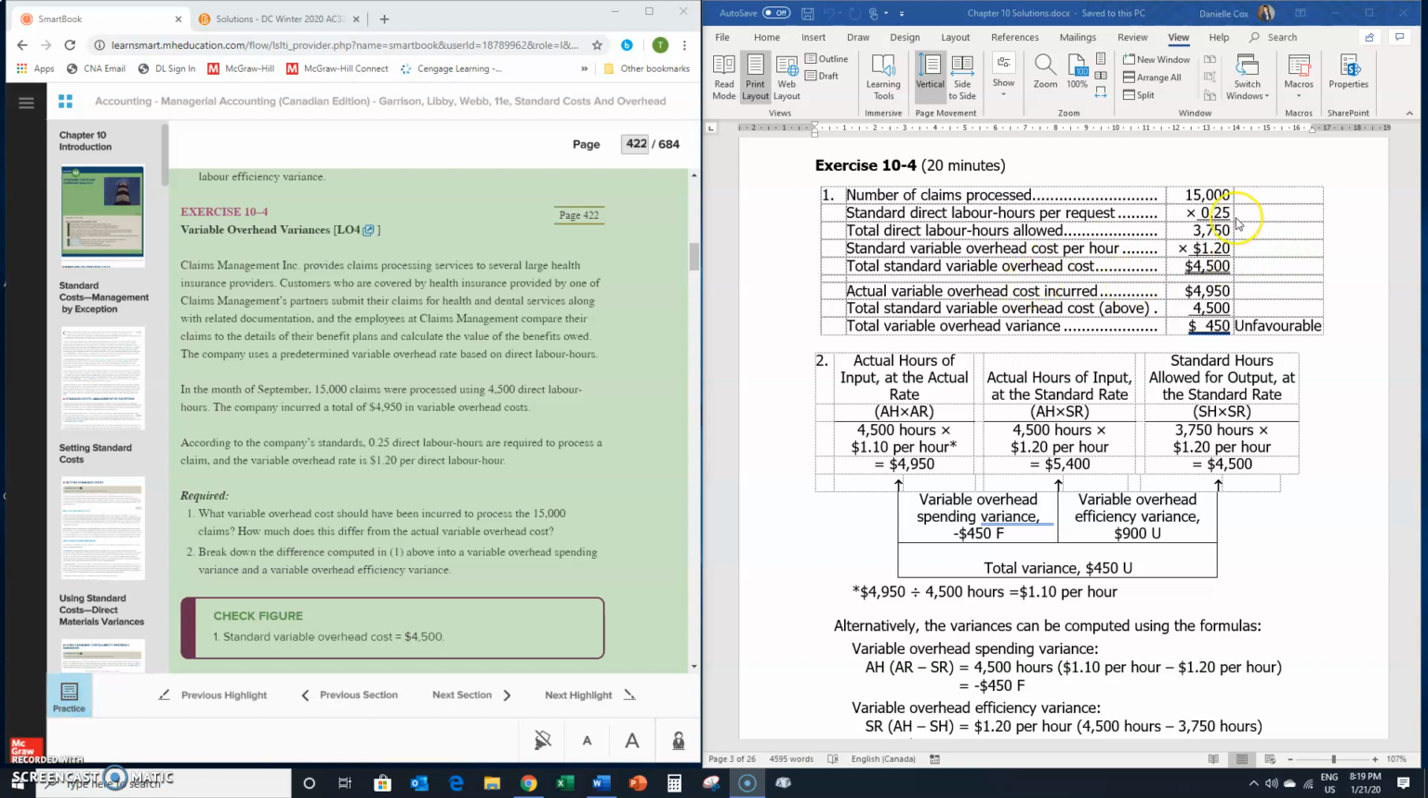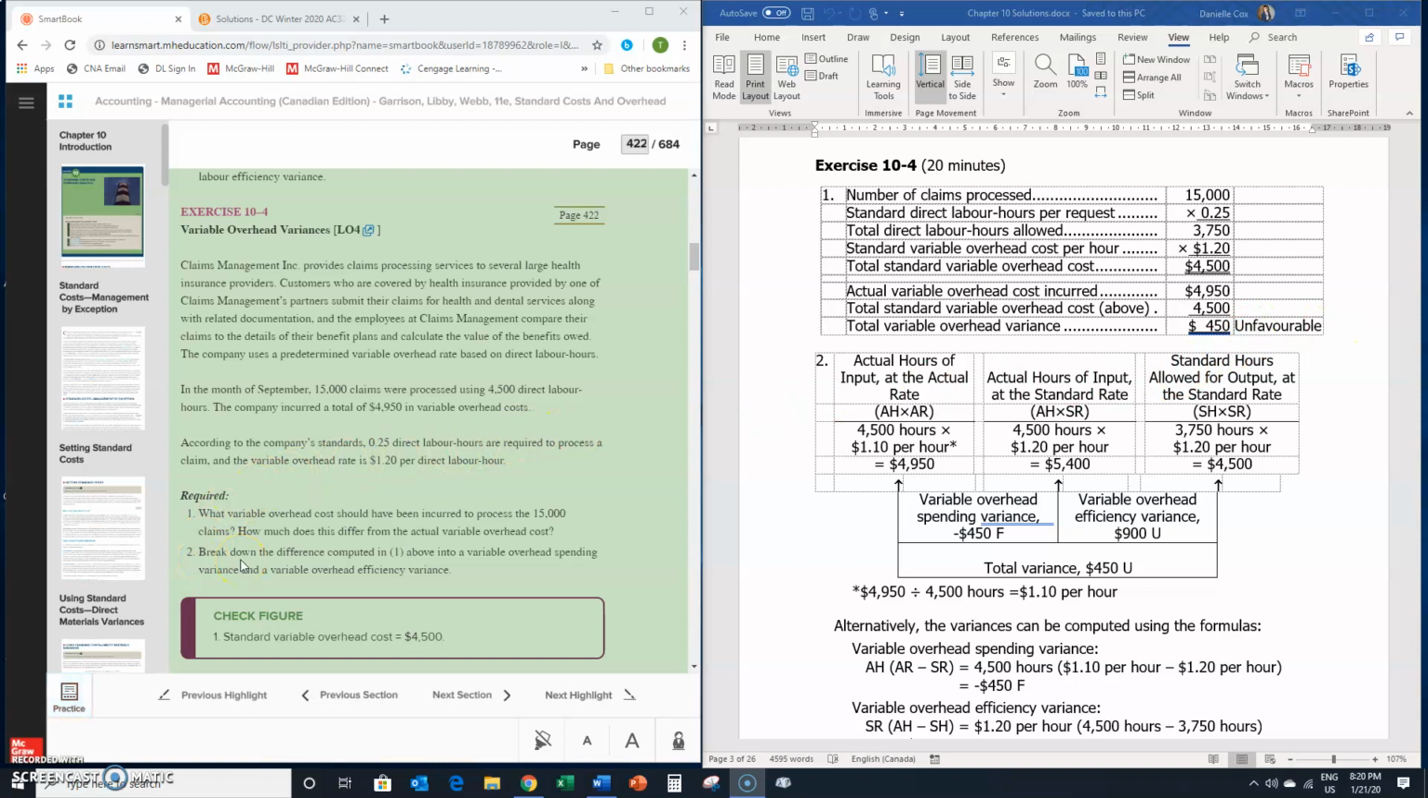If we had used the standard hours per each claim and the standard cost per hour, we should have used 4,500. We compare that to actual. They used 4,950. The standard only allowed for 4,500, so they used more. They used $450 more. So that means it's unfavorable.